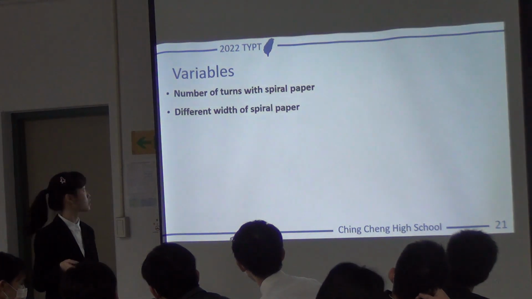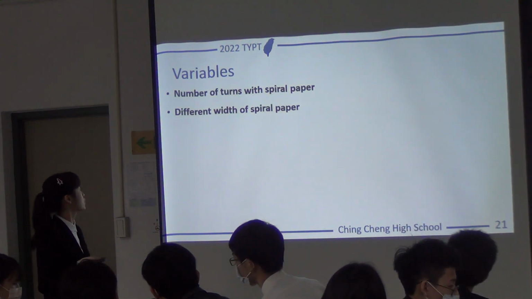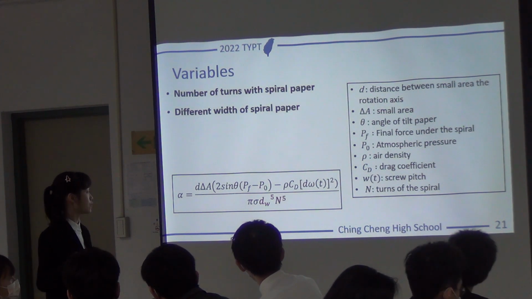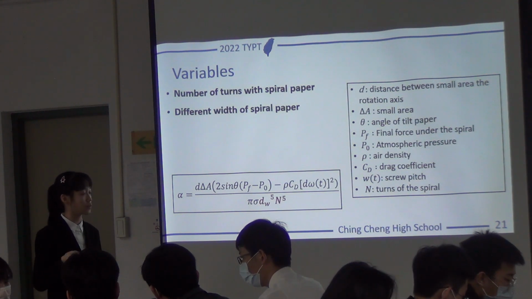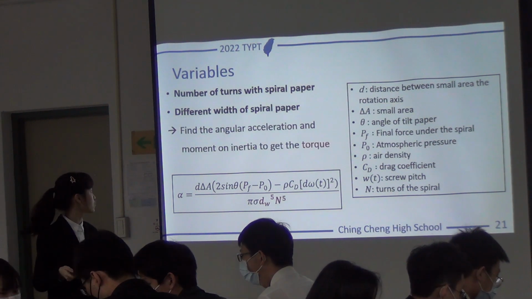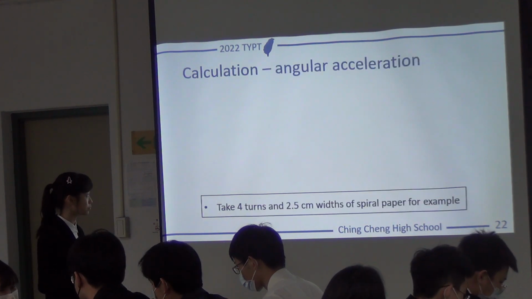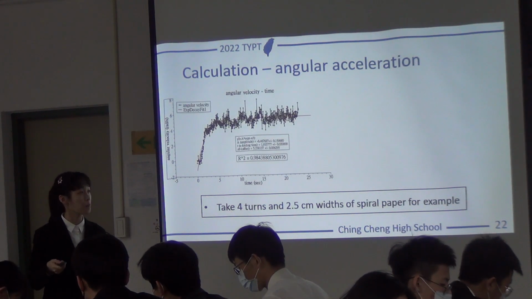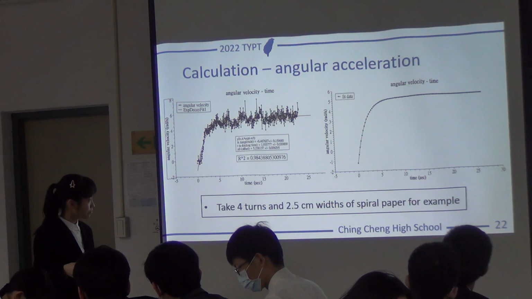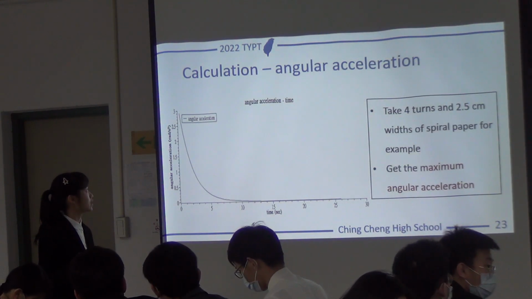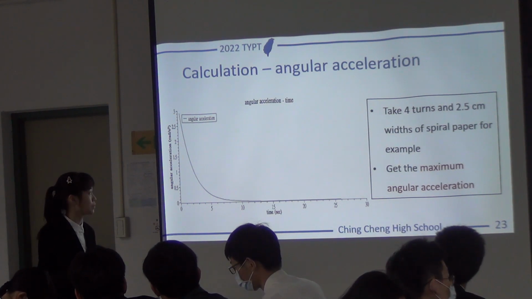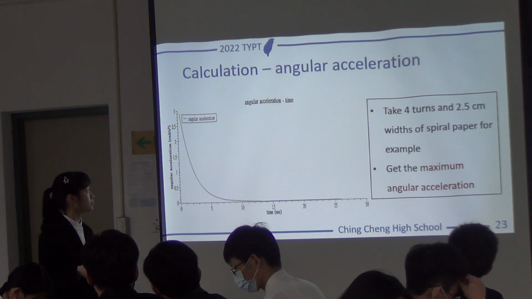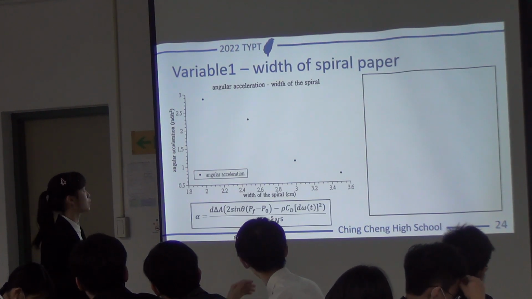For the variables, we focus on number of turns with spiral paper and also the different weight of spiral paper. As we mentioned before, we can find out that the angular acceleration is inversely proportional to the turns of the spiral and the weight of the spiral. So we are going to find the angular acceleration and the moment of inertia in order to get the torque. So this is how we calculate angular acceleration. We first check the angular velocity all the time, then we get a fitting picture. After that, we can combine the data in order to get a picture of angular acceleration, and we can further get the maximum angular acceleration, and we record that. So here comes the first variable, the weight of spiral paper.